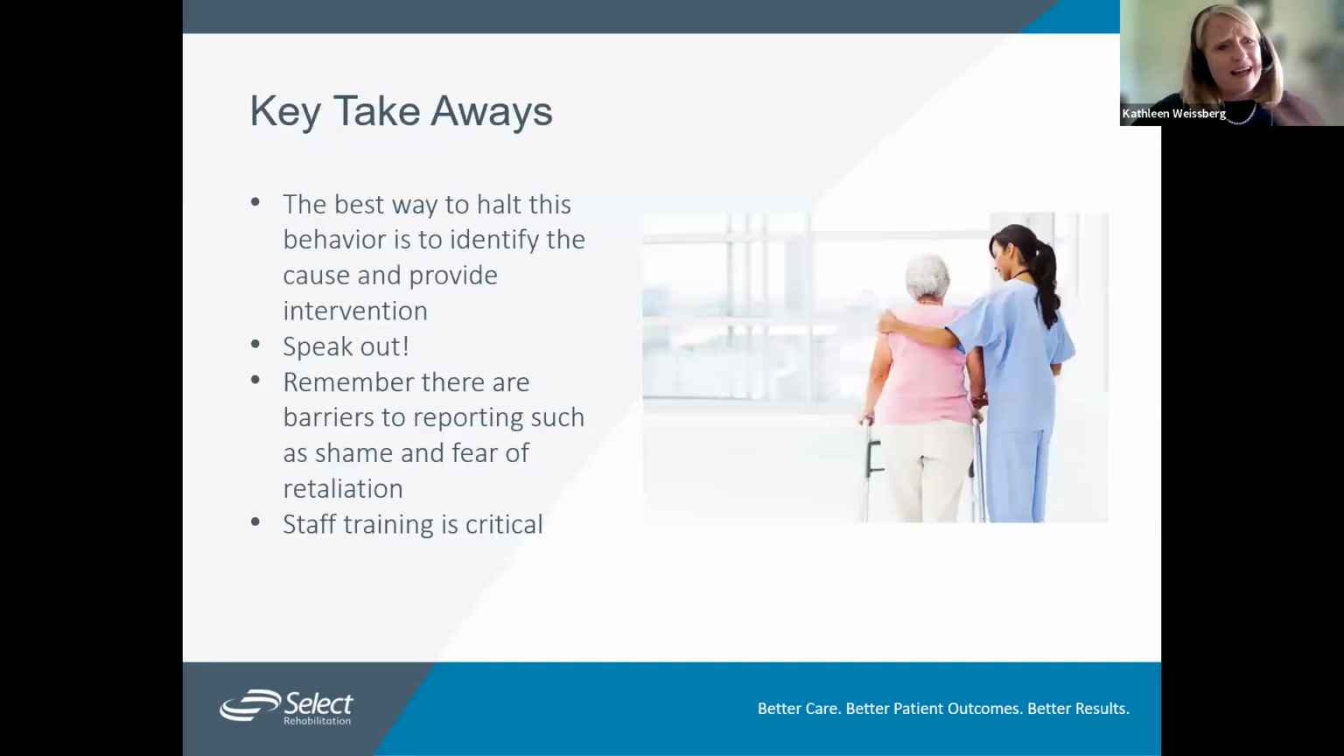So our takeaways, again, I think we've said this: let's try to halt this behavior, intervene before it even starts, remembering that people may not speak out and tell us that these things are happening, but we want to give them a safe place to do so. And along with that, training all of our staff at a level that's appropriate for them is critical.